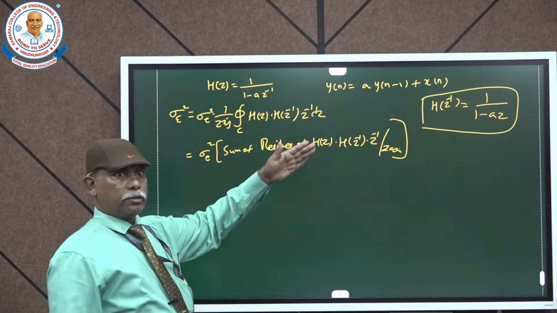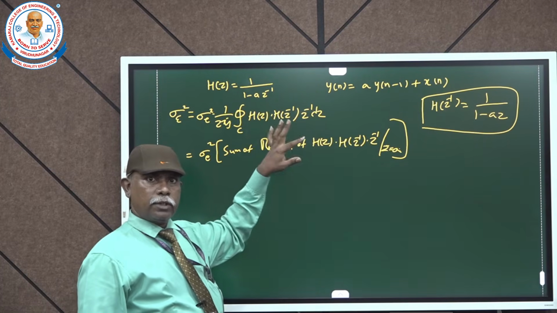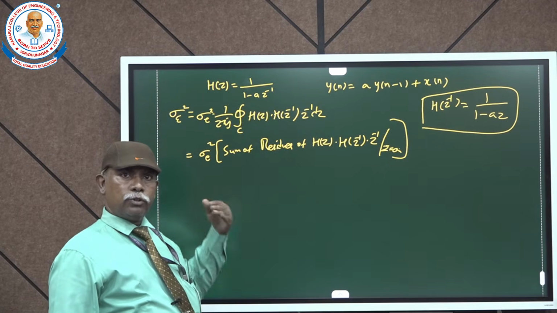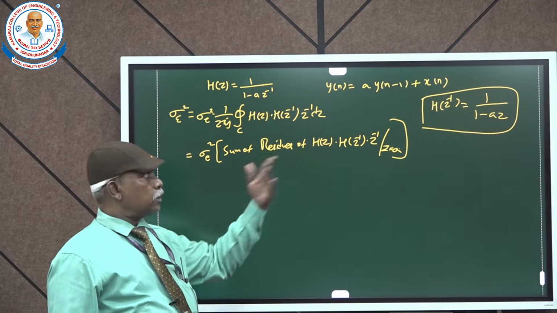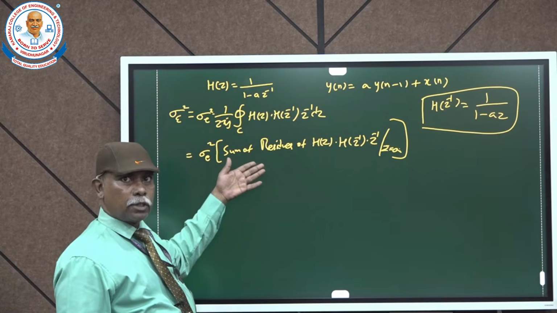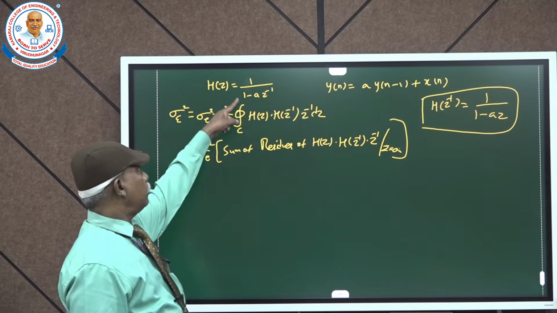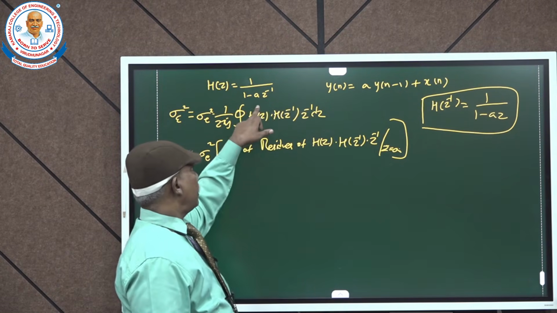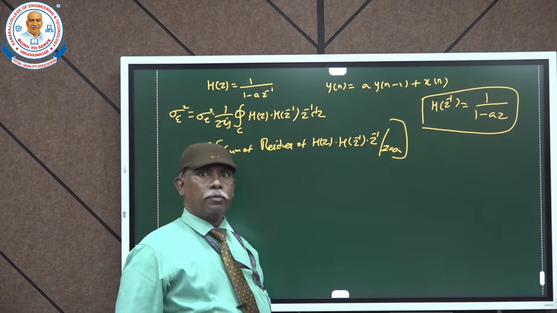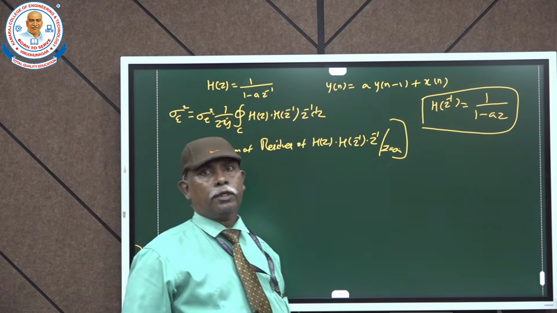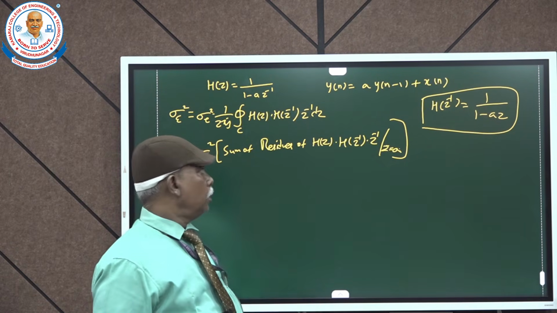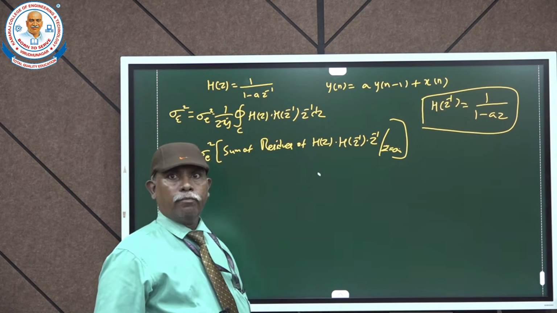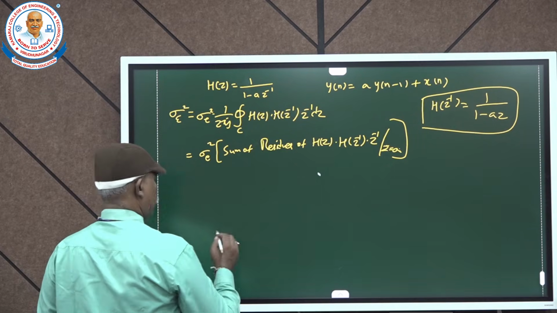So, H of z inverse is the inverse transfer function. You simply put z inverse in place of z, or z in place of z inverse. Here you see 1 by 1 minus a z inverse. In place of z inverse you put z, giving 1 divided by 1 minus a into z. Now it is converted into the inverse transfer function H of z inverse. Now you substitute H of z and H of z inverse into this equation and find the answer, okay.